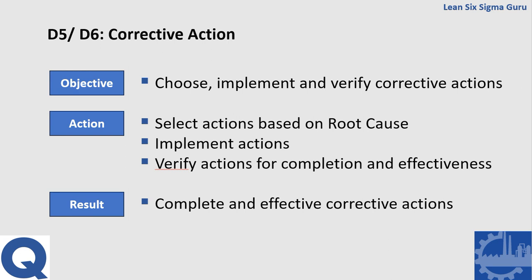So if we come back around to summary on corrective actions, the objective here is to choose and implement and verify corrective actions. By choose, we choose corrective actions that are specifically and directly tied to the root cause. If the root cause has to do with maintenance, the corrective action cannot just be to add some inspection. We have to address maintenance.